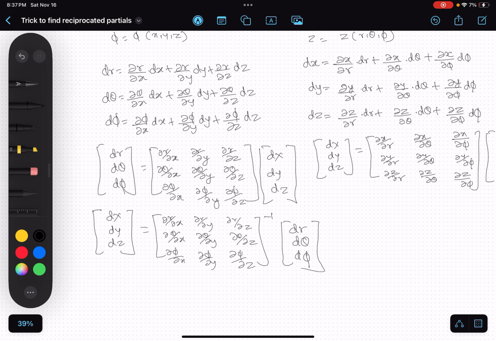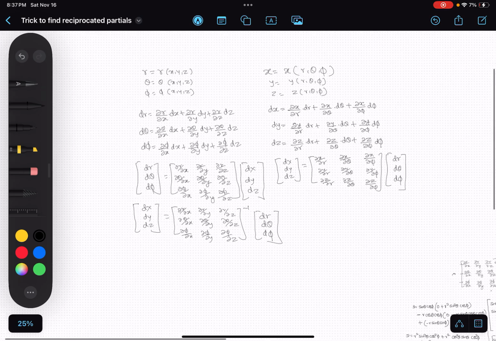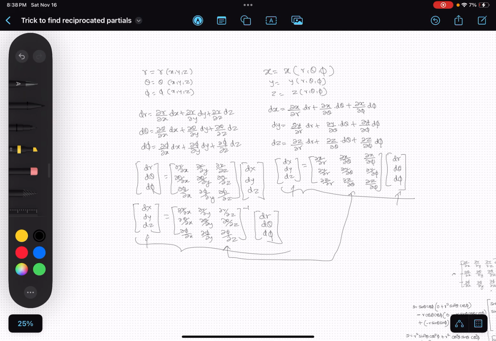Now you might notice that these two are actually the same. In both of them, we are trying to find xyz using r theta phi, right? So these two matrices must be the same, and that's what the proof is.